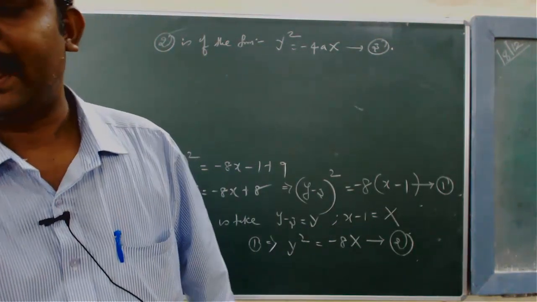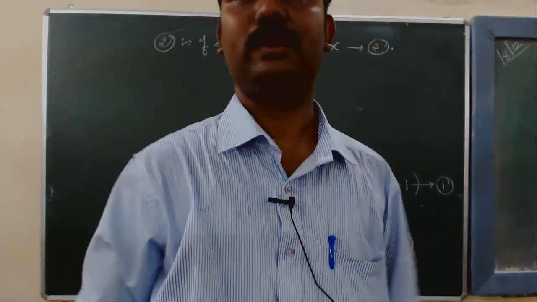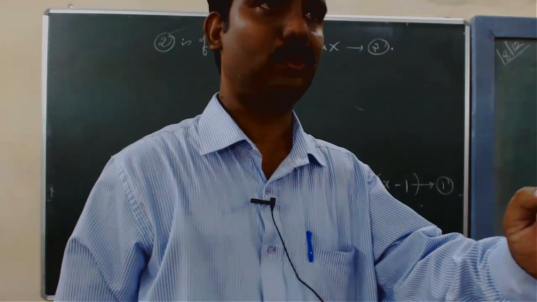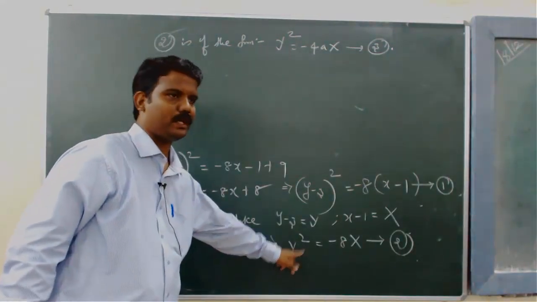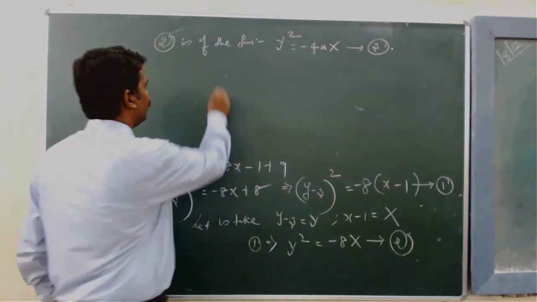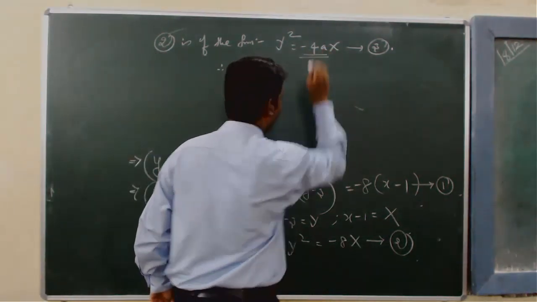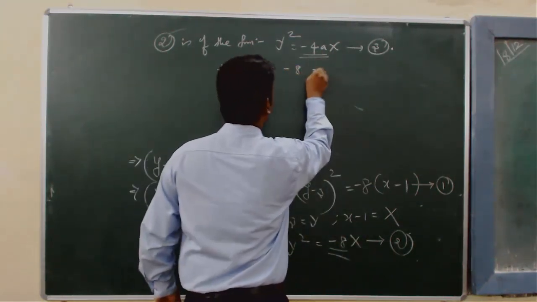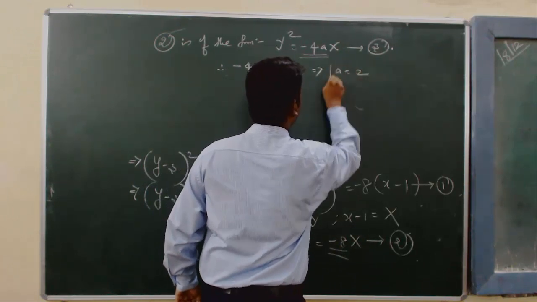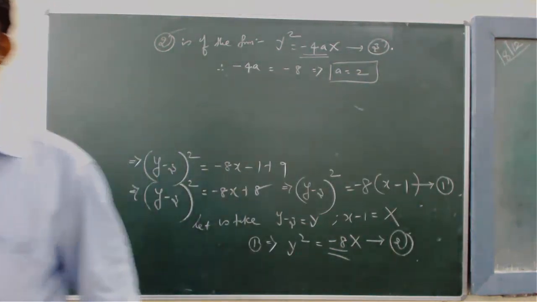Now the next step, I have already told you, for a parabola what we find is only small a. So we are going to compare equation 2 and equation 3. Compare them. From equation 2 and equation 3, minus 4a is equal to, now see here, here there is minus 4a, and here what is the coefficient of x? Minus 8. So from this a is equal to 2 comes. The value of small a becomes 2.